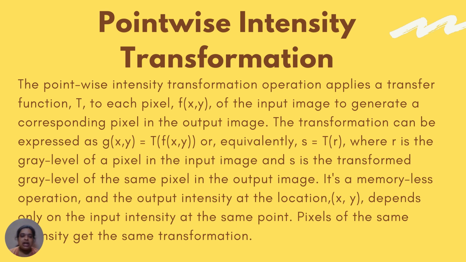The transformation can be expressed as g(x, y) equals T of f(x, y), or equivalently s equals T(r), where r is the gray level of the pixel in the input image and s is the transformed gray level of the same pixel in the output image. It is a memoryless operation, and the output intensity at the location (x, y) depends only on the input intensity at the same point. Pixels of the same intensity get the same transformation.